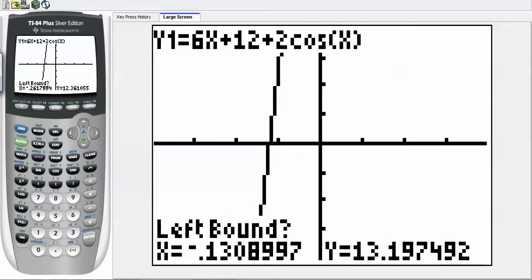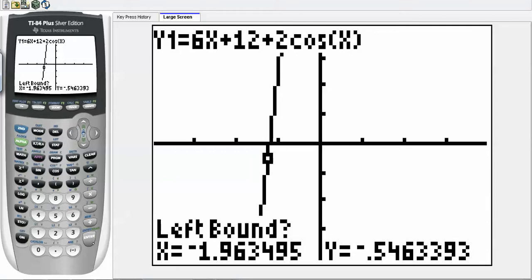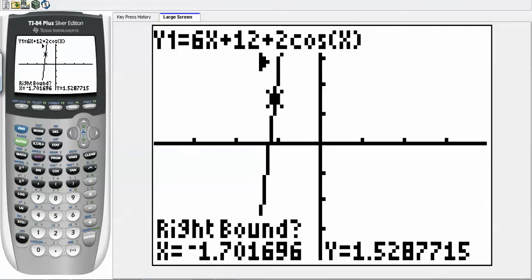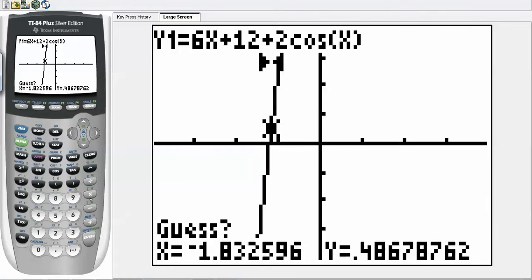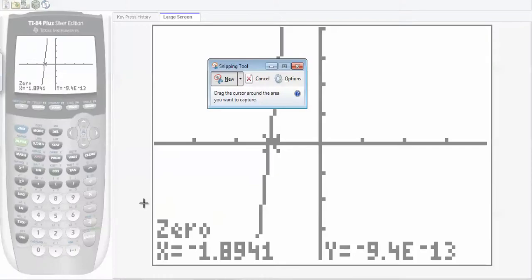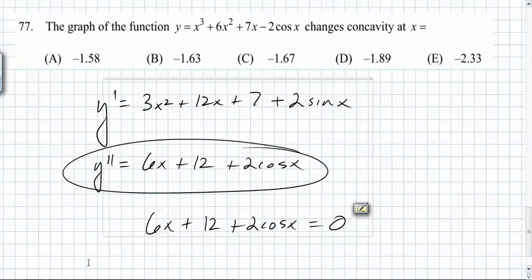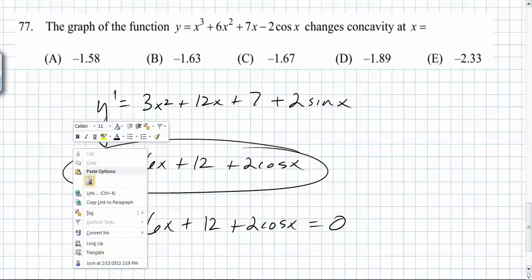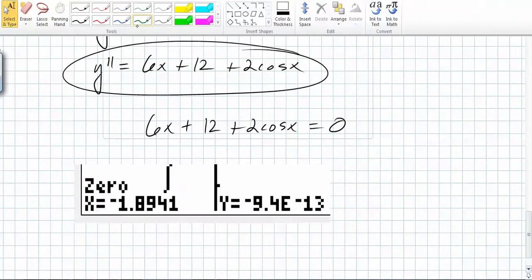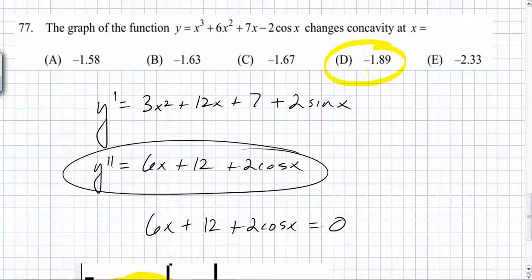And you find your left bound. You've got to find my cursor. Let's see if it actually shows up here. There it is. Left bound, right bound, and guess. Thinks for a little bit. We end up with this right here. Does that match any of the answers? Yeah, it does. Which one is it? It's right there. D, right there.